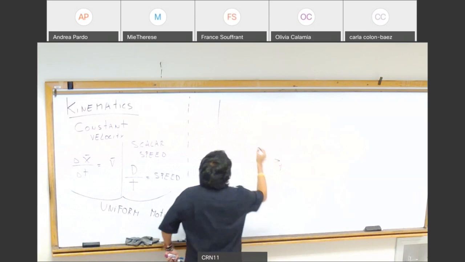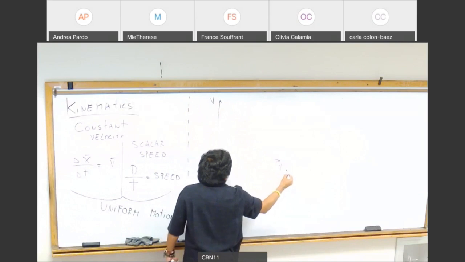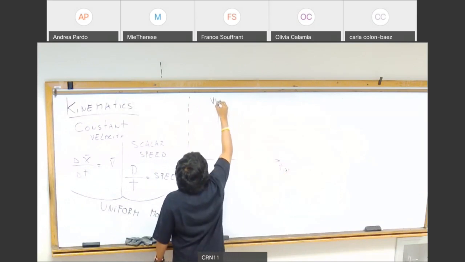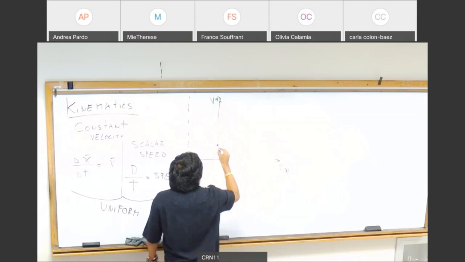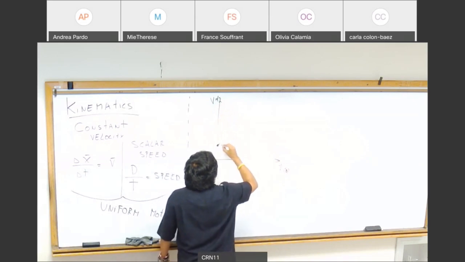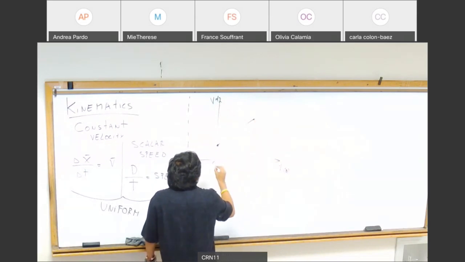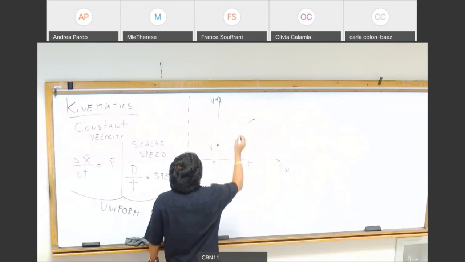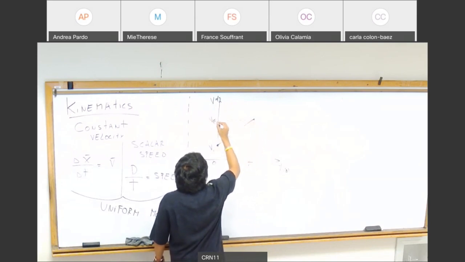Again, I'm going to use a velocity versus time graph. Seconds, meters per second. And then I'm going to go from this point to this point in some given time, from 0 to t. Let's call this V initial, and let's call this V final.